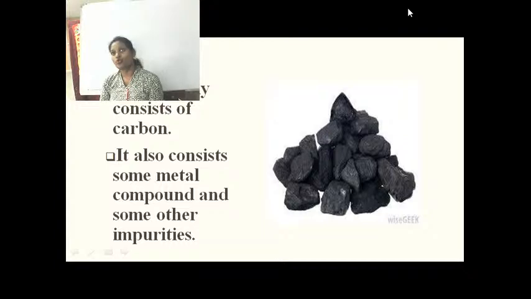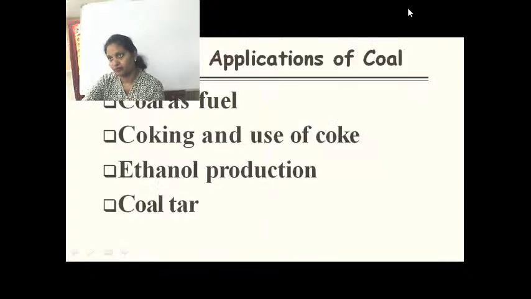So coal mainly consists of carbon. Coal is mainly made up of carbon. It also consists of metal compounds and some other impurities like sulfur and phosphorus. So these are the impurities, and it contains carbon. Okay. Now general applications of coal, that is, where coal is used. It is used as fuel, for cooking, as coke, for ethanol production, and coal tar also.